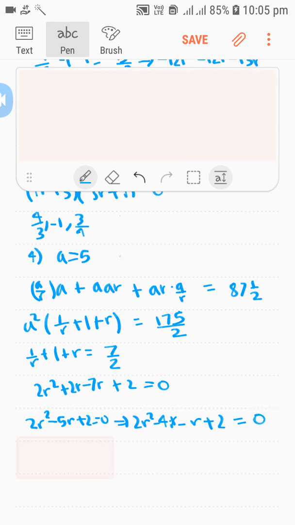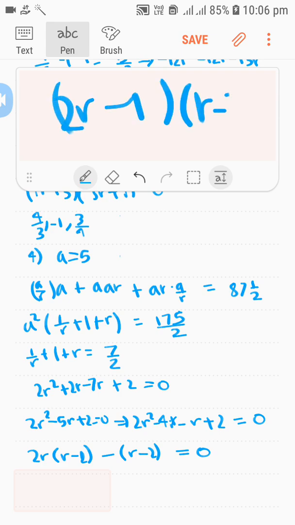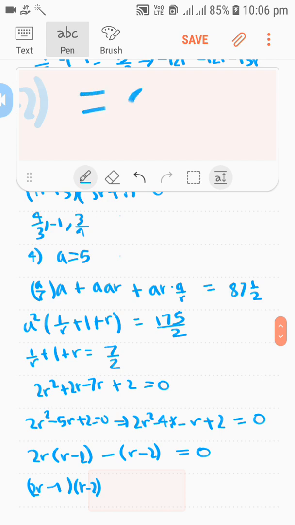So now we can just factor it out. So 2R into R minus 2, minus of R minus 2 is equal to 0, which means 2R minus 1 into R minus 2 is equal to 0. So r is either half or it is 2.